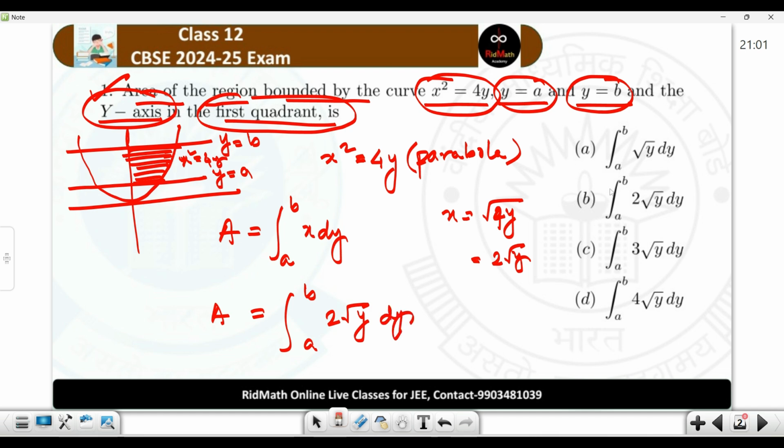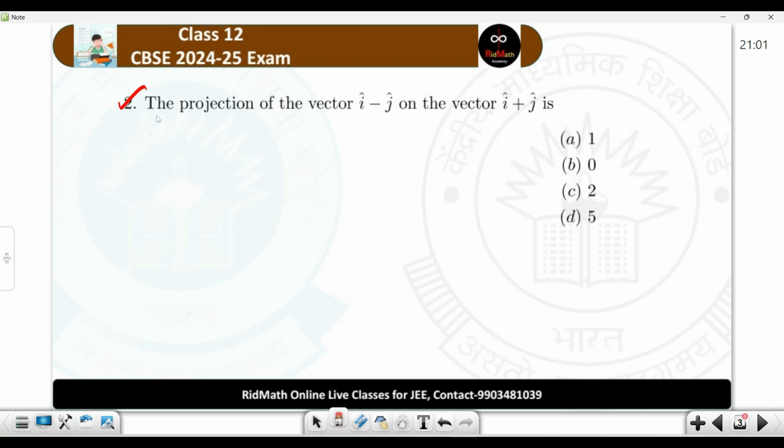So what is the option? Option number B is correct: a to b integration 2 root y dy. It is correct. Next problem. Question number 2. The projection of the vector i cap minus j cap on the vector i cap plus j cap.